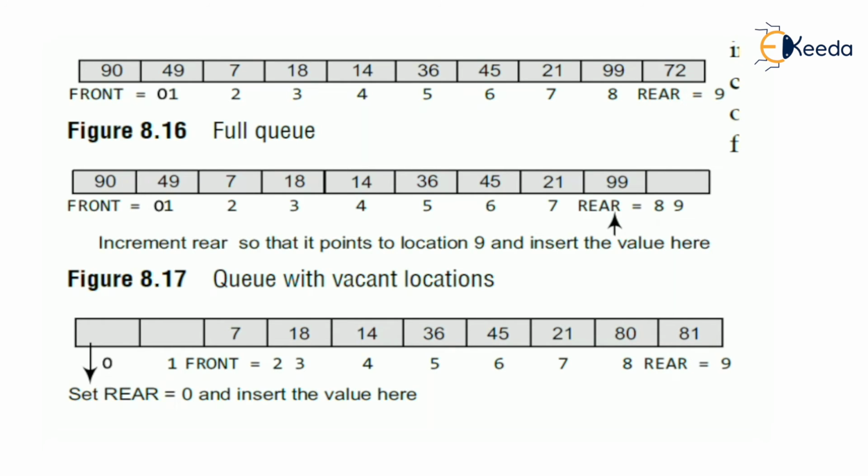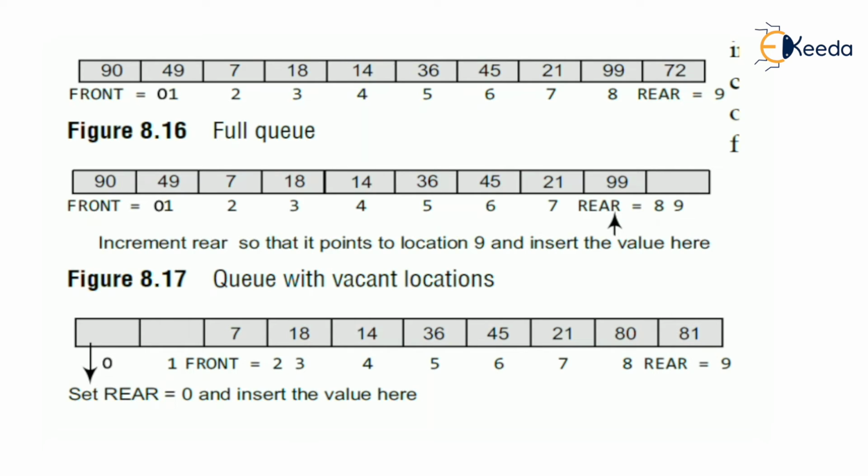If we consider rear is not equal to max minus 1, as observed in the second figure, that is figure 8.17, observe that rear is not equal to max minus 1. So this condition is true. As rear is not equal to max minus 1, total elements here are 9, and in the previous case total elements are 10, meaning one vacant location is created. So in this case rear will be incremented, because there is a space available and we can insert the data. That is only illustrated in figure 8.17.